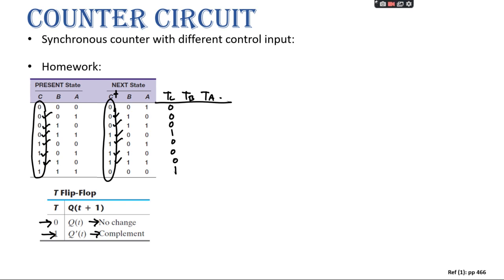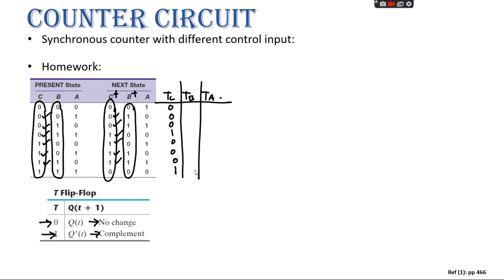Yes, sir. So do I need to do further or can I go to the next slide? We have to also design the circuit using T flip-flop, no, sir? Right. Yes, sir. So should I do more or can I go to the next slide? Next slide, sir. Okay, so that will be your homework. And if you have any problem, we can discuss it in the class.